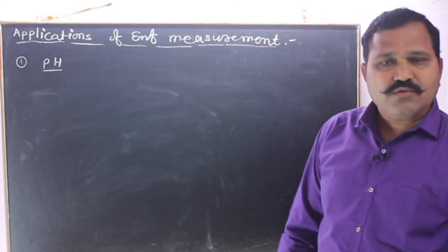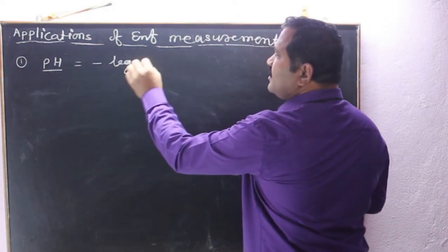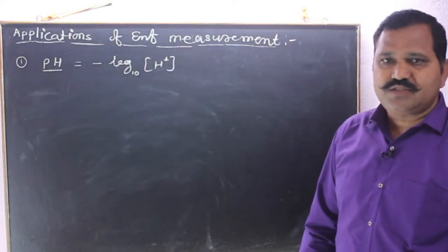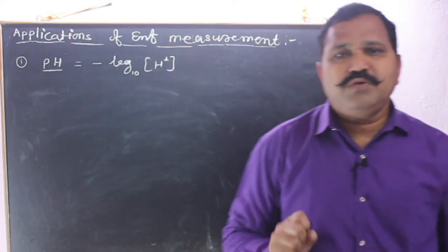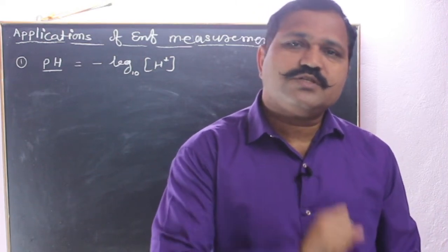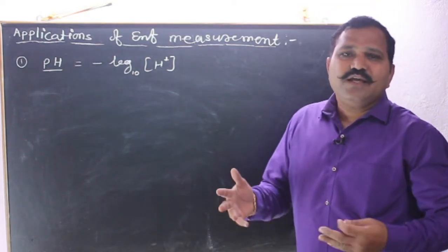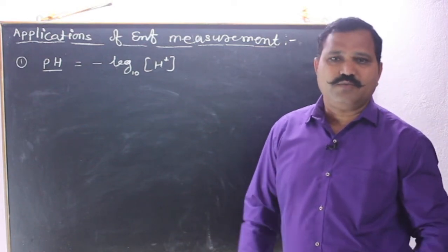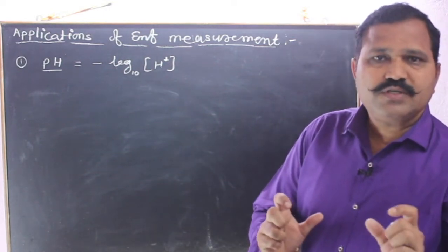What is meant by pH? It is the negative logarithm to the base 10 of the concentration of H plus ions, or the activity of H plus ions. You know this. Now, to determine the pH of a solution, we must prepare an electrode which is reversible to H plus ions, and the other electrode is any reference electrode like the standard hydrogen electrode or calomel electrode. But one electrode should be reversible to H plus ions.